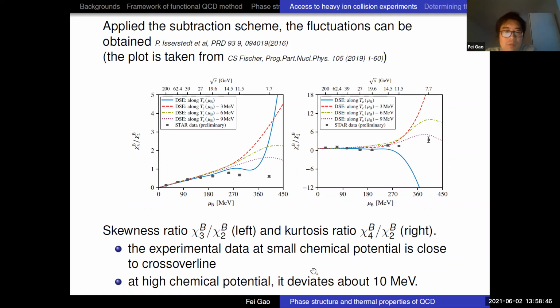So the next step for us is to use the combined scheme, the functional QCD method, to compute the fluctuations at higher chemical potential, so as to give a better comparison with the experimental data.